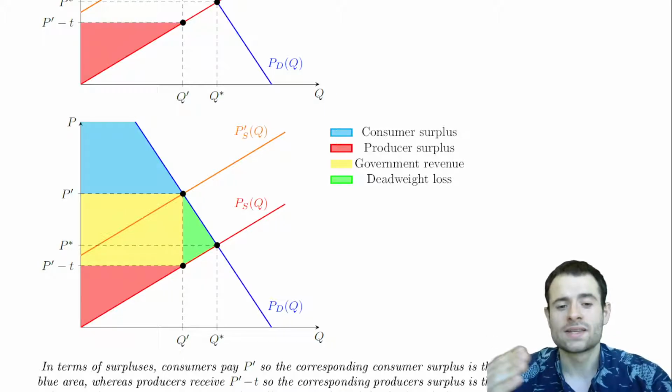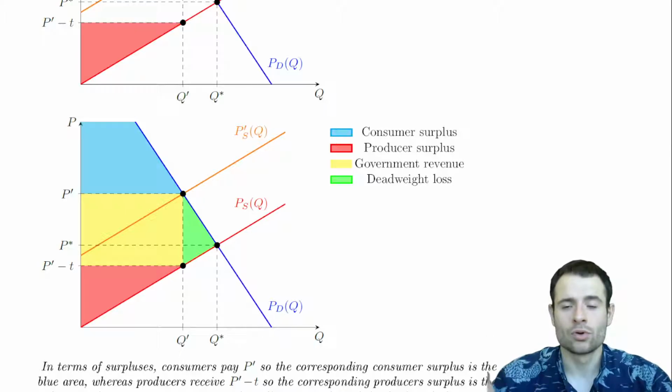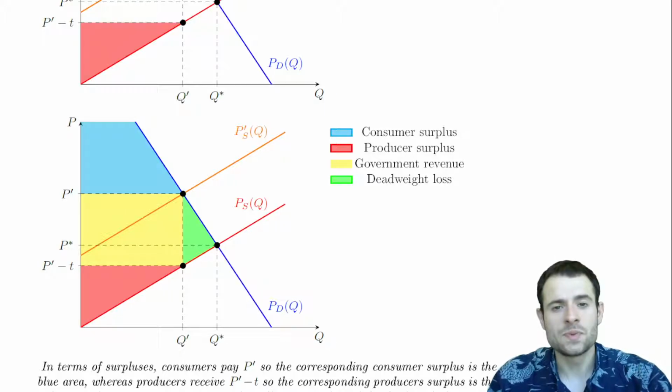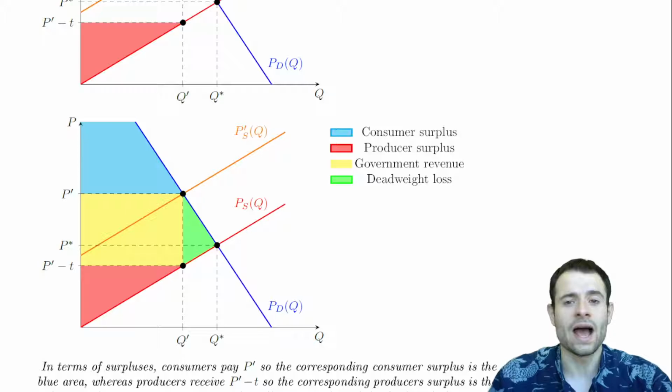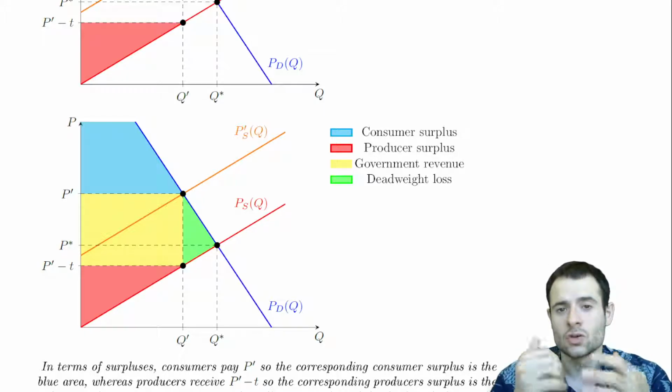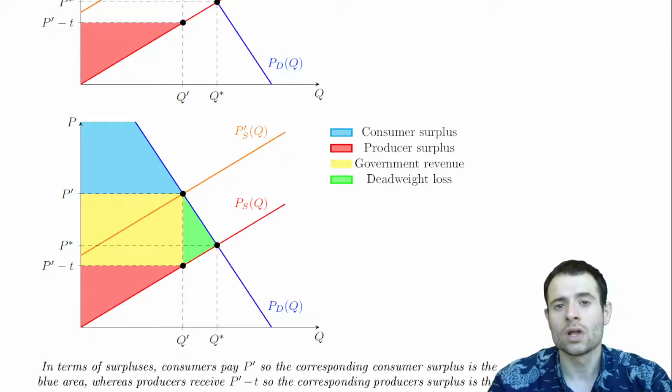Producers will see no change in their producer surplus because they still receive the same price as before. They sell at a higher price, but the difference between this price and the old price will be the tax they have to pay to the government. So in this case, producers will not see any impact on their profits from the tax.